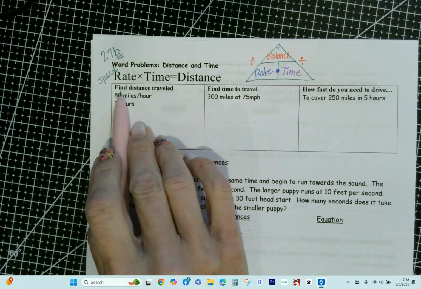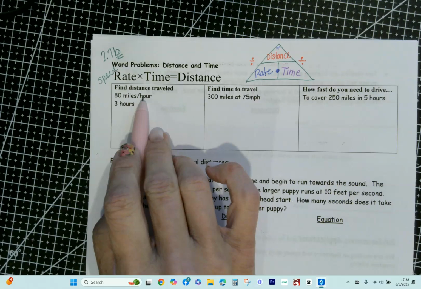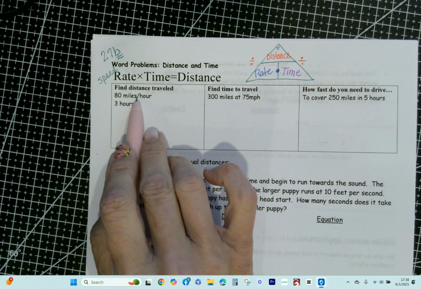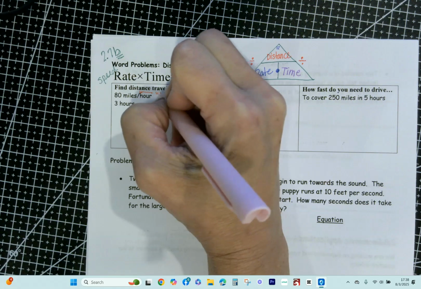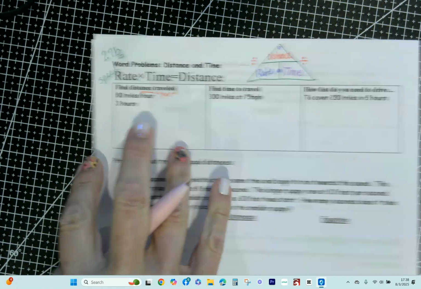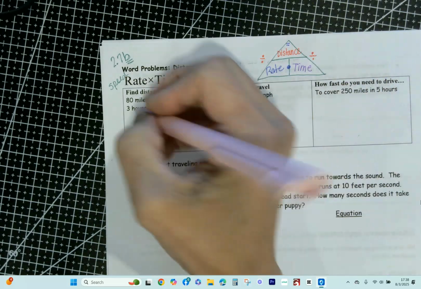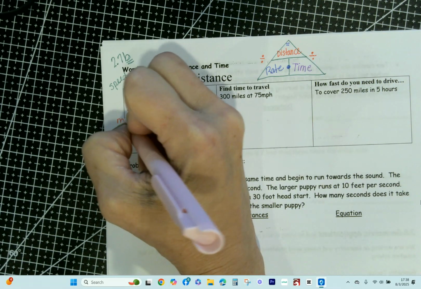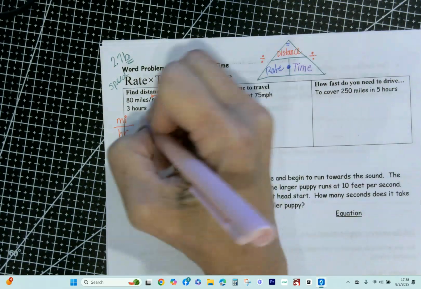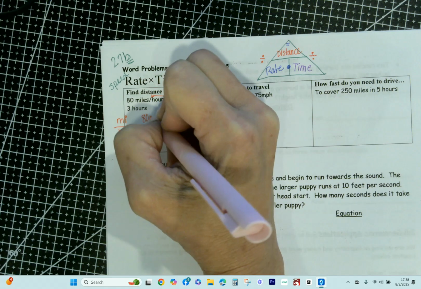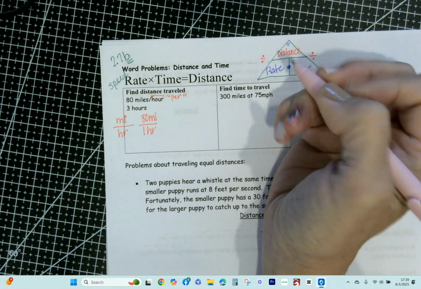So find distance traveled. Well, what do you mean? Well, if we have 80 miles per hour, see that little bar right there? That means per. Okay, this right here, it means per. And remember that per is a division. Okay, so we're talking about miles per hour. Well, all right, so I've got 80 miles and I've got 1 hour.